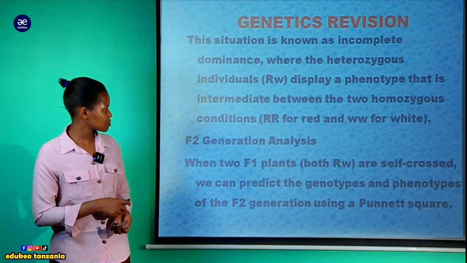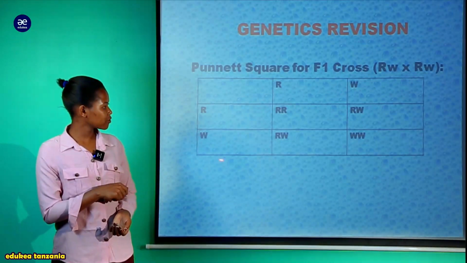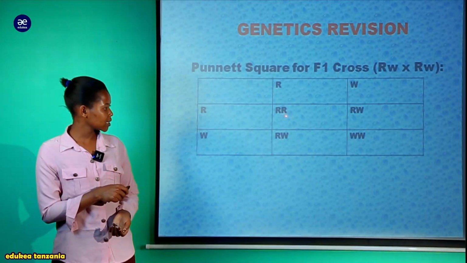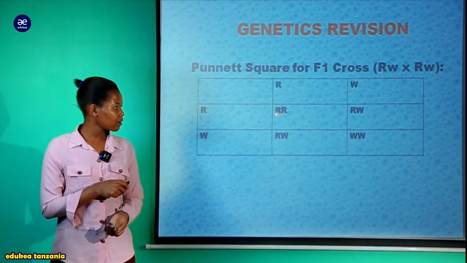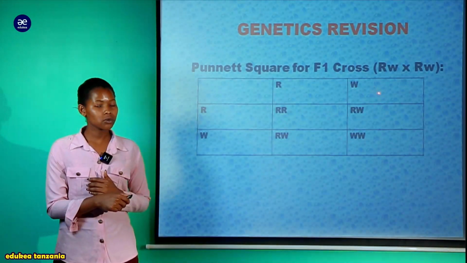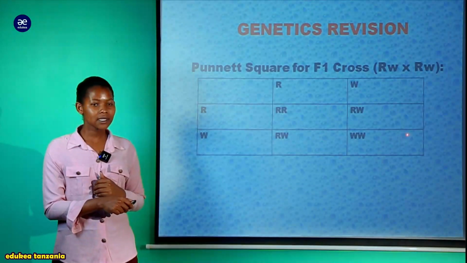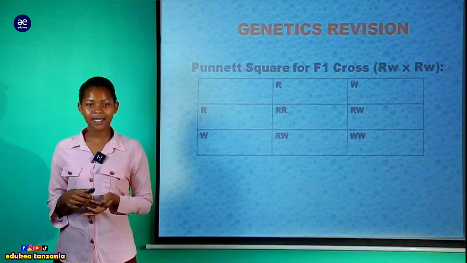And now, my dear students, as you can see here, we take two offsprings from the F1 generation and make a cross, we'll get one flower which is red in color, we'll get two flowers which are pinkish in color, and one flower again which is white in color.